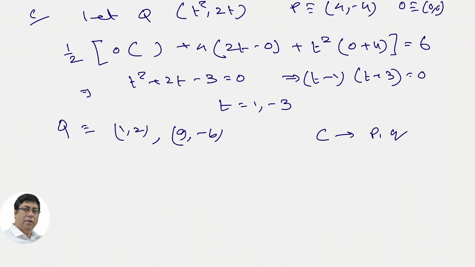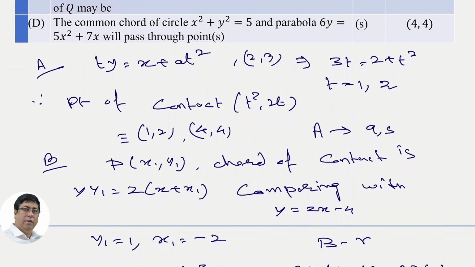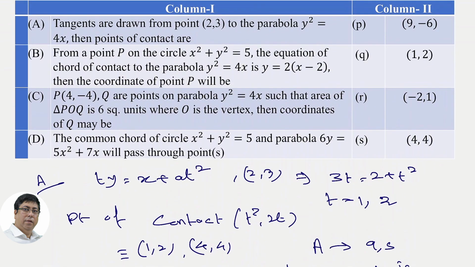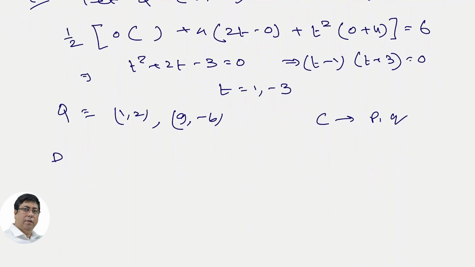Now let's go to the last one, D, the common chord of the circle and the parabola. So it is better in this case if we just satisfy with the points. We are seeing that (1, 2) is satisfying x² + y² = 5, and also we are seeing that (-2, 1) is also satisfying the circle. So in this case also just put the point Q and R. Therefore D is associated with the Q and R. Let's go to the next sum.